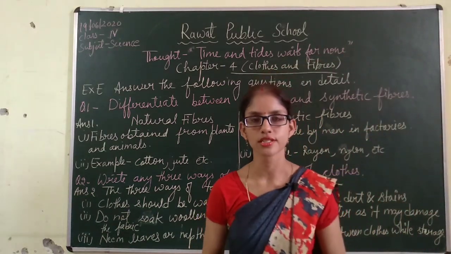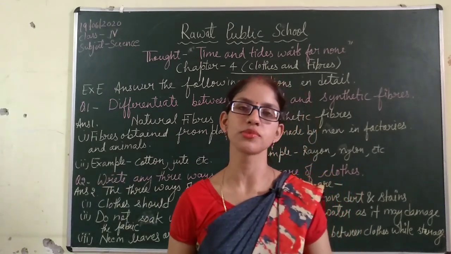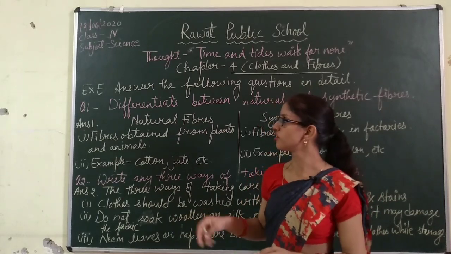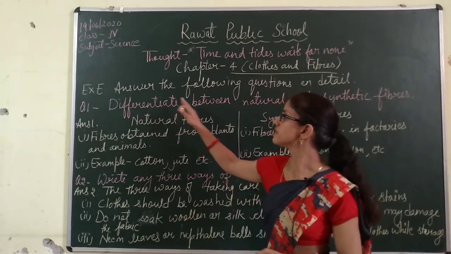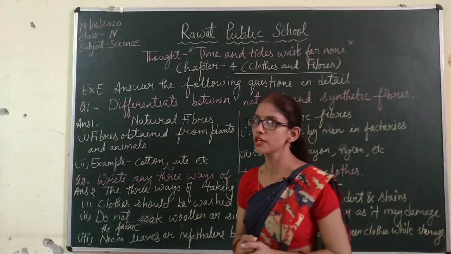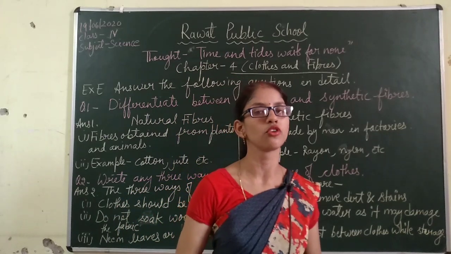Good morning students. So yesterday we completed till exercise D of our chapter 4, that is Clothes and Fibers, and today we will do our next exercise, that is exercise E. Answer the following questions in detail. So these are your long question answers. So let's understand what is the meaning of the question and what is the answer.